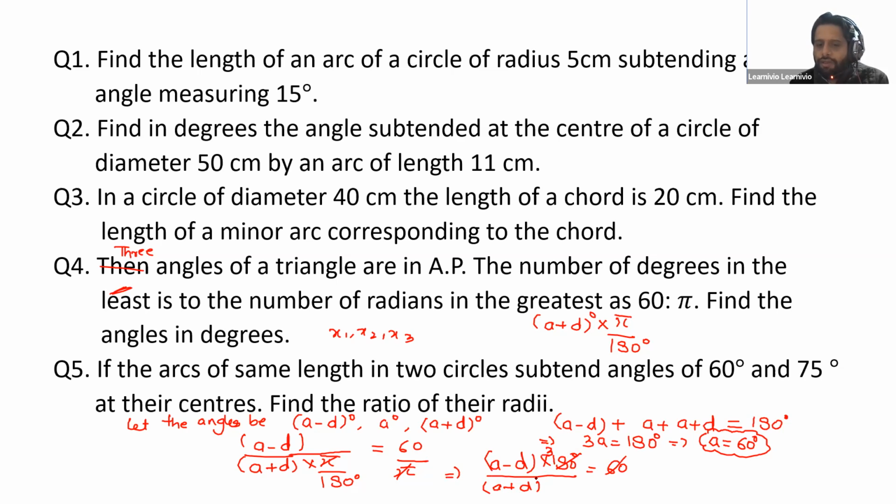Now you already have the value of A. You can cross multiply this. You can put 60 in place of A. You can find the value of D. Whatever the value of D you will get, put over here. Okay, you will get your answer.